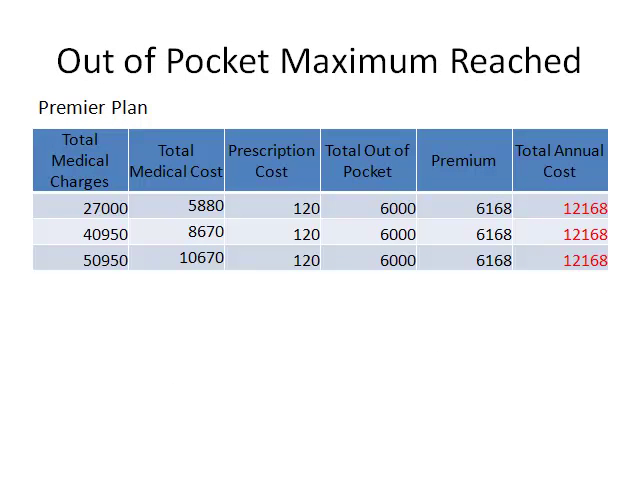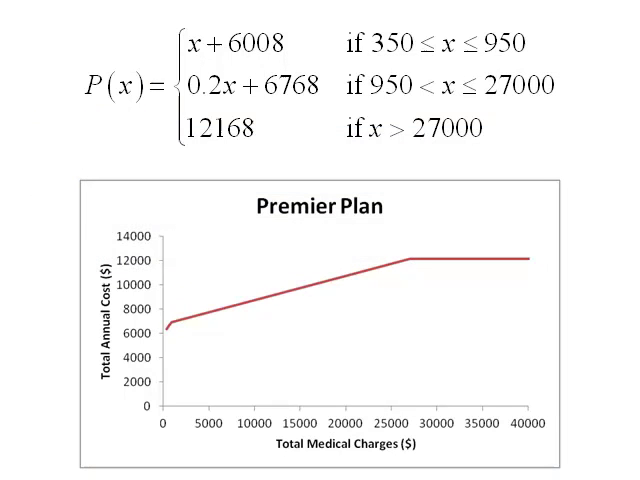The total annual cost in the last segment is constant. The equation of this line segment is y equal to 12,168. This equation is valid for charges greater than $27,000. As before, the slopes on this piecewise linear function correspond to the percent of the charges the insured party is responsible for.